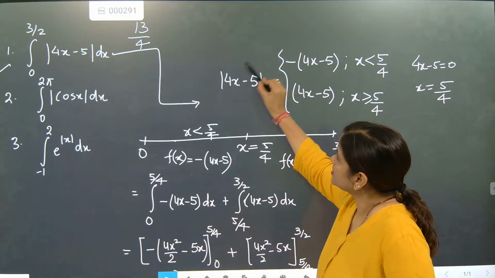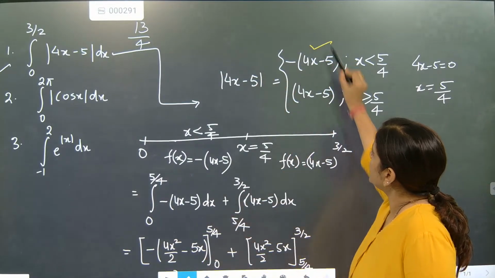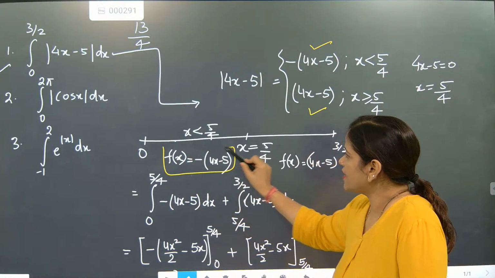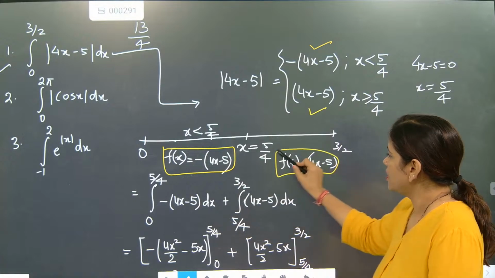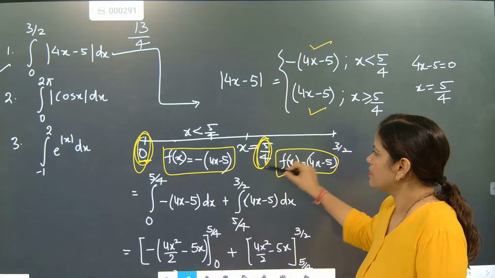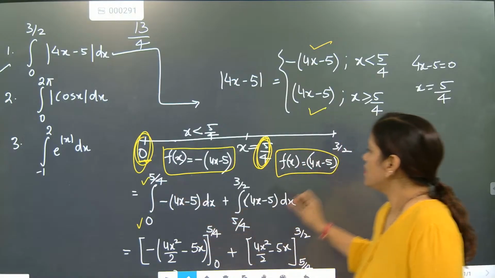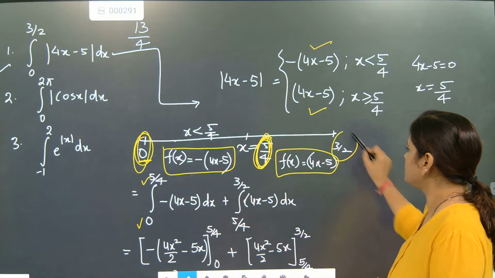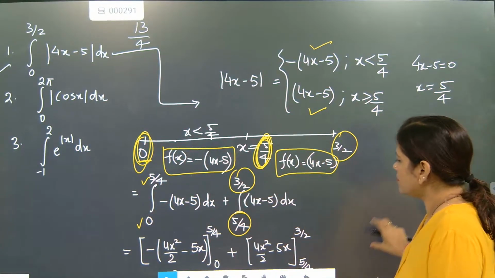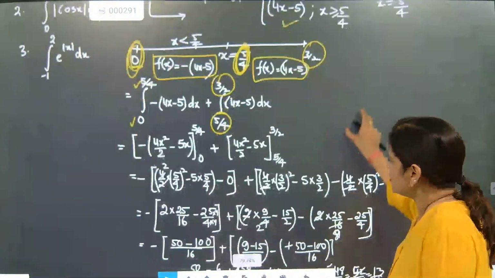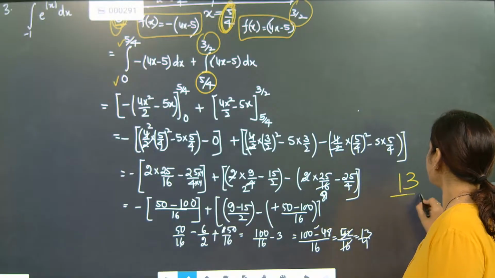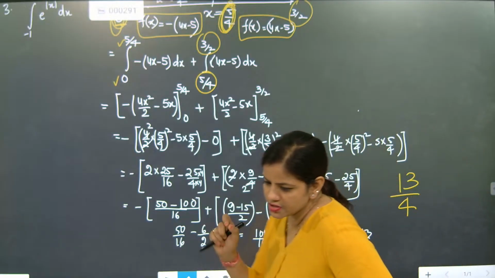So first, this will split into two regions, beta, one negative, one positive. And then I split the region. This is for the negative value and this is for the positive value. The regions are 0 to 5 by 4, positive region, and 5 by 4 to 3 by 2. After integration, we got the value and substituted. Solved, the answer is coming 13 by 4. This is the first important question.